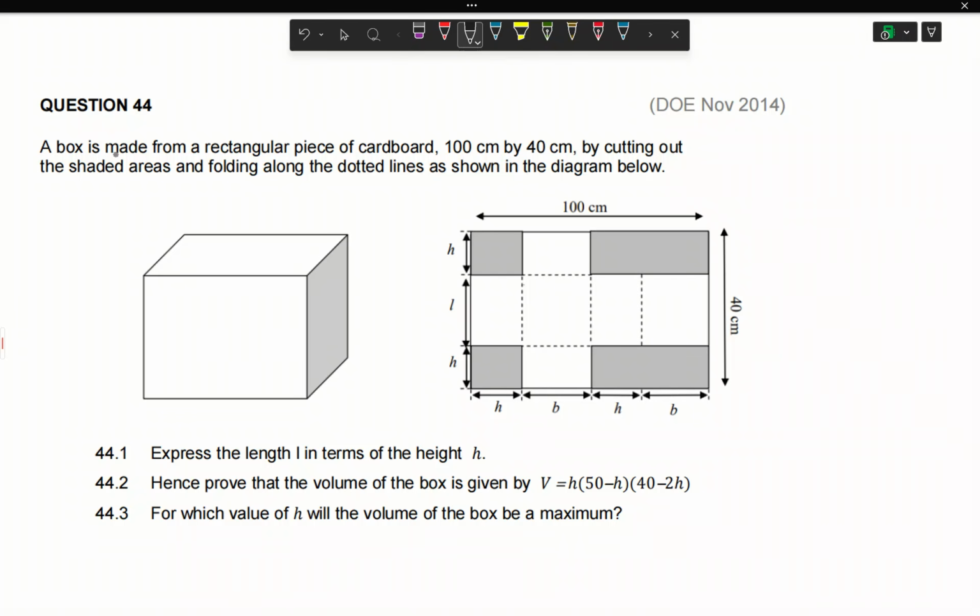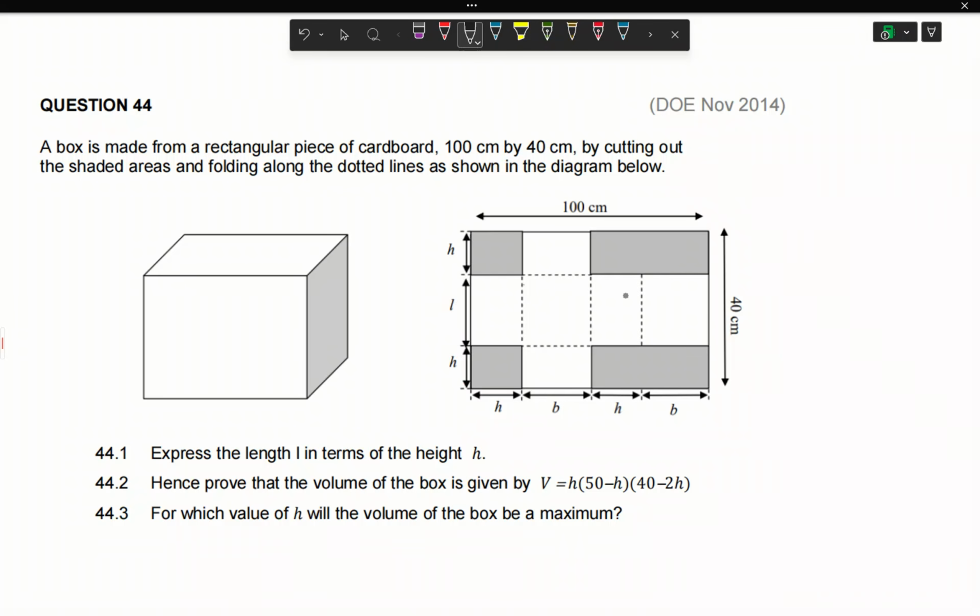So now they say that a box is made from a rectangular piece of cardboard, 100 centimeter by 40 centimeter, by cutting out the shaded areas along the dotted lines as shown in the diagram. Express the length, this length, in terms of h, the depth.